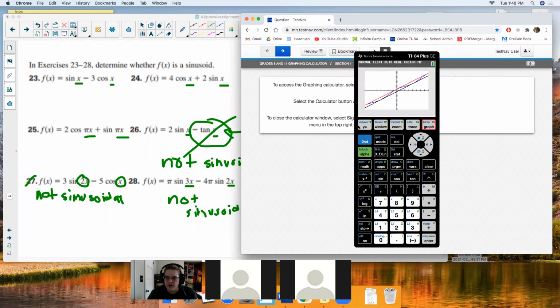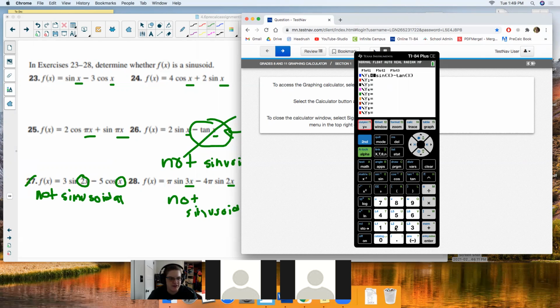So if we go in here and just kind of clarify, at least for this one here where we were maybe unsure, we've got 2 sine of x minus tangent of x. And if we graph, yeah, that is certainly not a version of sine that I've ever seen. So that's not going to happen.